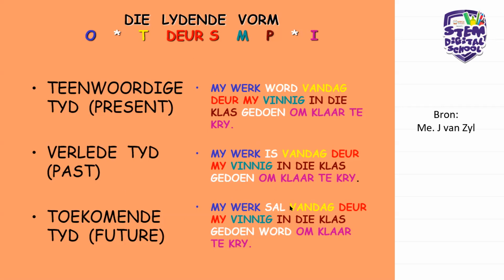Now, in the toekomende tyd, we use the word sal, duur, and then also the GE. My werk sal vandag. Object, my werk sal, the first verb associated with toekomende tyd. Vandag, deur my, with the word deur, with the subject, vinnig in die klas gedoen word. Gedoen word, remember now, in front of the last verb, the sound GE, word, association with that, with Lydende vorm, om klaar te kry. This I got from Mrs. van Sail. Okay, so quickly, can you perhaps take a picture of this, and then I'll explain the rest to you as we go on.